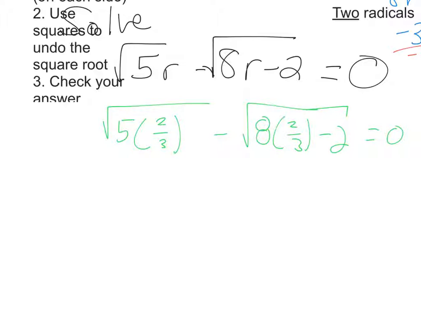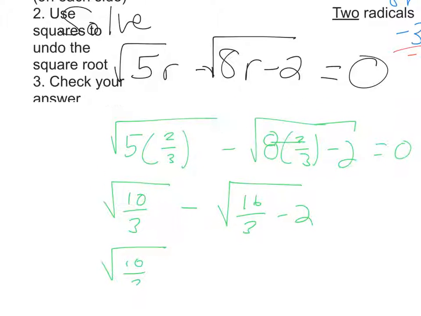Now we know if two things are subtracting to be 0, they're the same thing. So here we get the square root of 10/3. Not sure what it is, but I don't really care at this point. And then here we get 16/3 minus 2. 8 times 2 is 16 divided by 3. I'm going to keep simplifying.